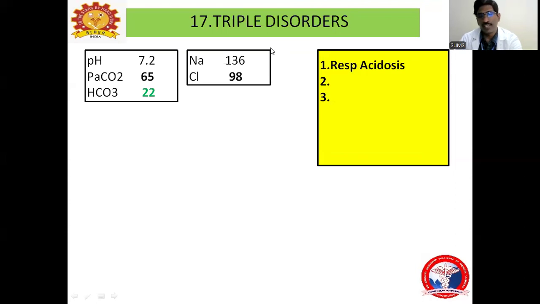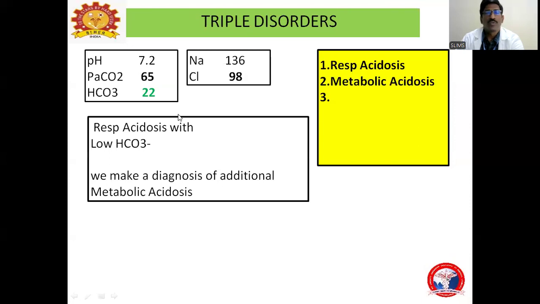Now we are moving to the final part, triple disorders. So look at this, 7.2 acidosis, 65 confirms the respiratory acidosis, 22 it looks like there is a metabolic acidosis component. So bicarbonate we expect it to be higher, but here it is lower. So there can be a metabolic acidosis component. Also we have electrolytes 136, 98. Okay. Now we say respiratory acidosis with the low bicarbonate. So this gives you the diagnosis of metabolic acidosis.